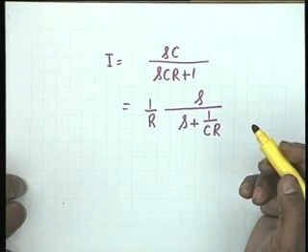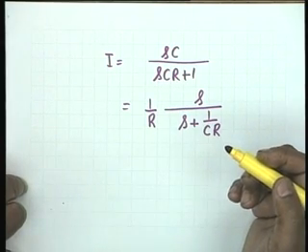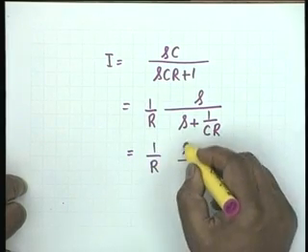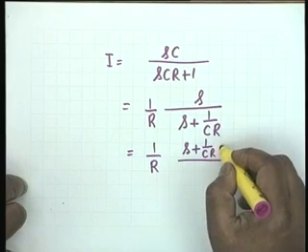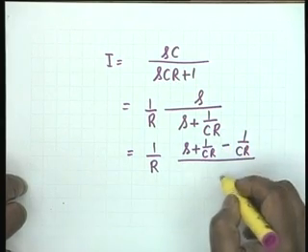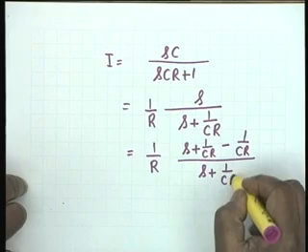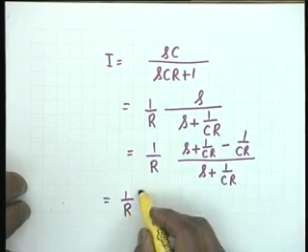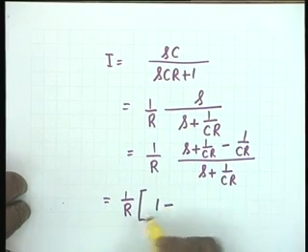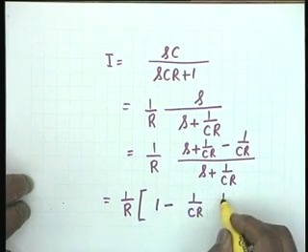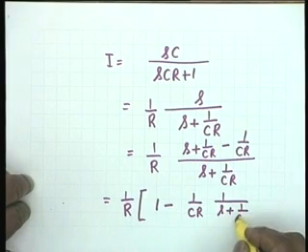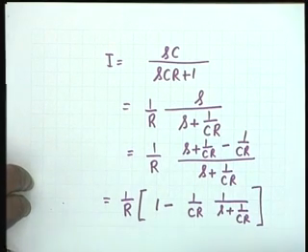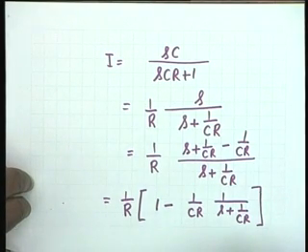Have I made a mistake? C and C cancels, okay, and this I can write as 1 over R S plus 1 over C R minus 1 over C R divided by S plus 1 over C R. I am just making some simple algebraic manipulation so that I can write this as 1 over R times 1 minus 1 over C R times 1 over S plus 1 by C R. Agreed? Now, the inversion of this is extremely simple.